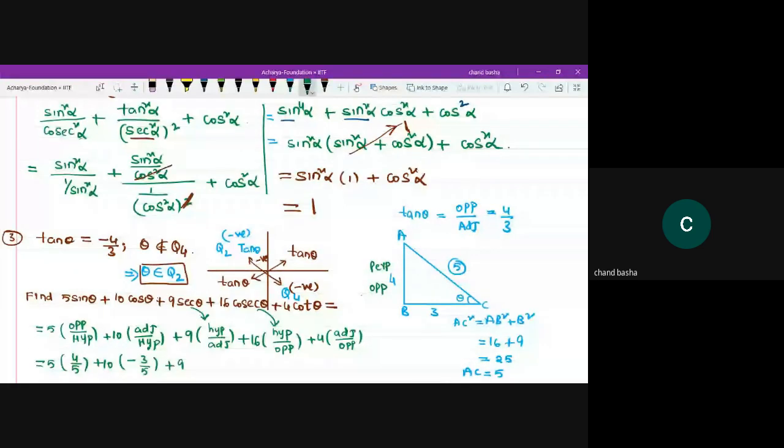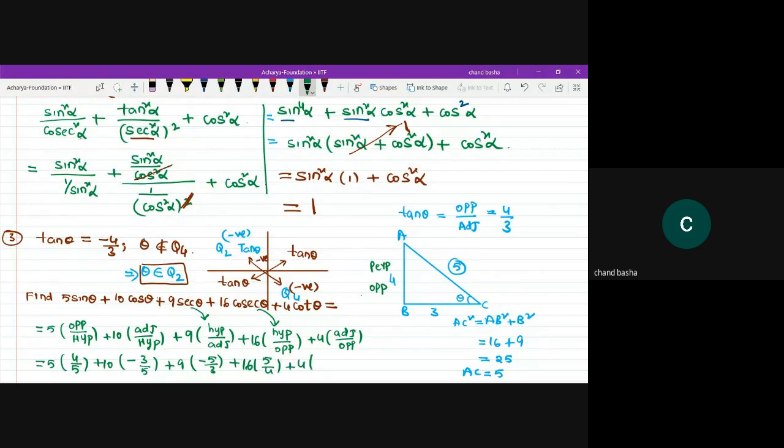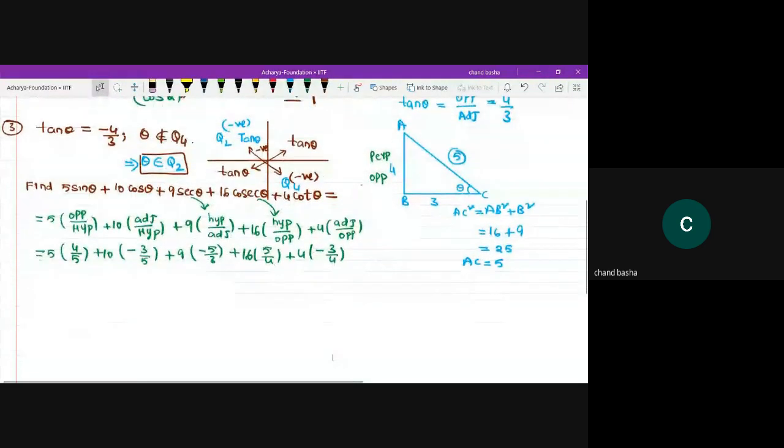Plus 9 into secant theta is also a problem for us. I'll get minus 5 divided by 3 because it is negative. You are in second quadrant. Plus 16 into, I'll get positive. Cosecant is allowed. What is the reciprocal? It should be 5 divided by 4. Plus 4 into adjacent upon opposite side, that is 3 divided by 4, but I have to take the minus sign. Hope you can get the negative values.